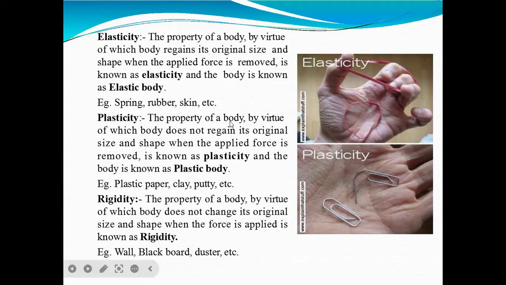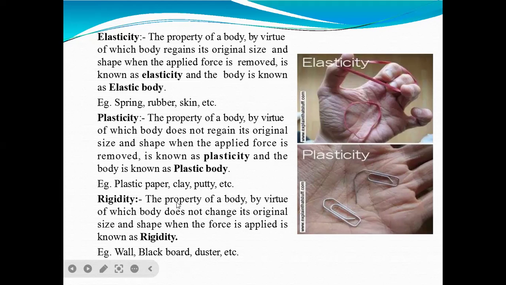What is plasticity? The property of a body by virtue of which the body does not regain its original size and shape when the applied force is removed is known as plasticity. The plastic body, for example, plastic paper, clay, putty, etc. This is actually plasticity.